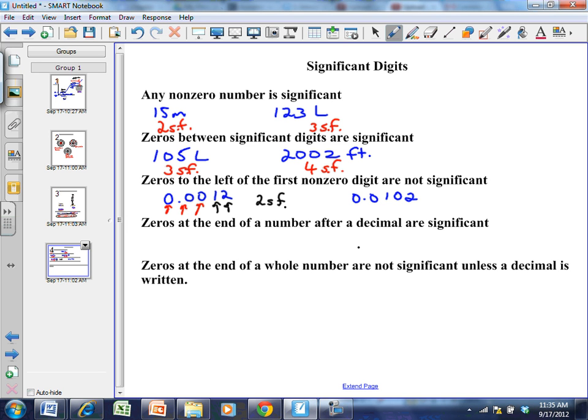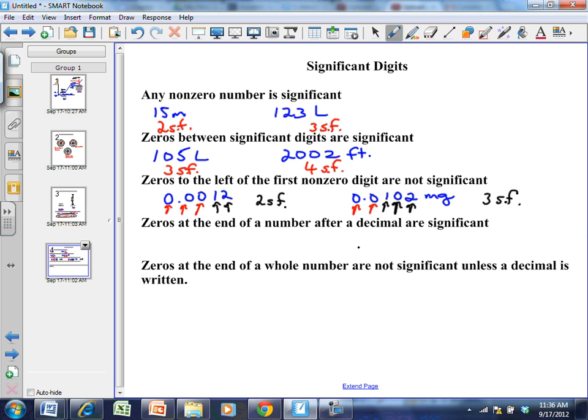Okay, how about this one? 0.0102, and we'll call that milligrams. Again, zeros that appear before the first non-zero digit are not significant. They're called placeholders. The 1 is significant because all non-zeros are significant, and the 2 is significant, and the 0 between is also significant. So there's three significant digits in 0.0102 milligrams.